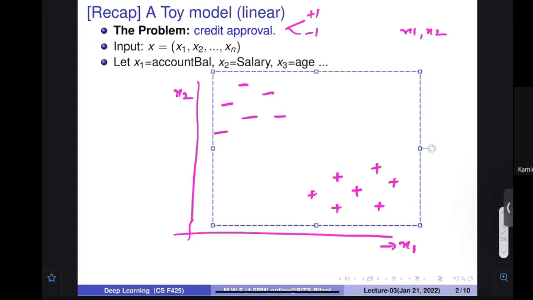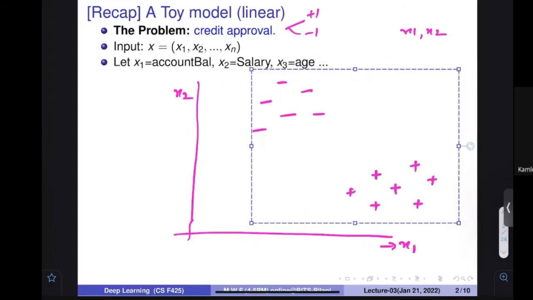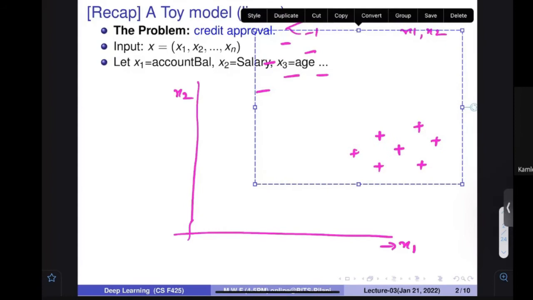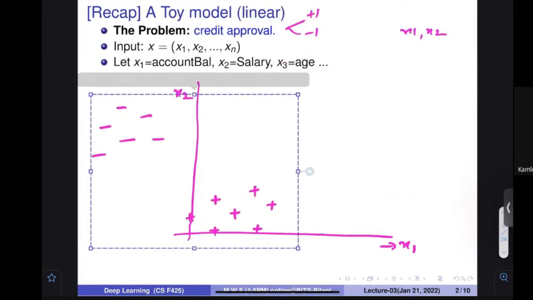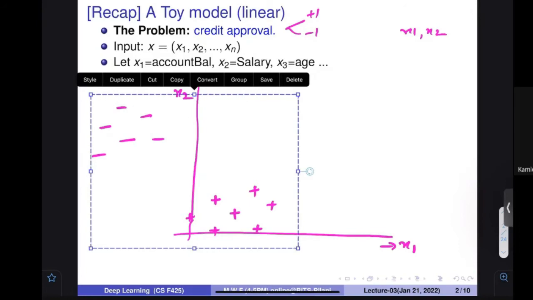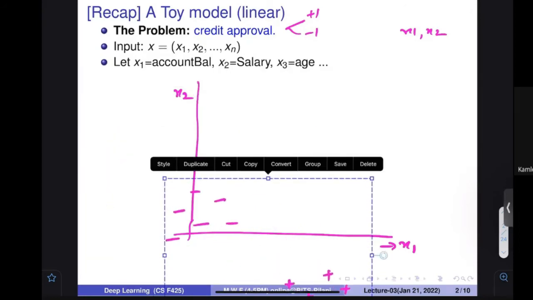Be with me. If I change this data by doing this, I have added something to the X1, added something to the X2. Has the classification problem changed? Yes or no? No. If I take it here, has the classification problem changed? No. If I change it here, does the problem change or not? No, the problem has not changed.